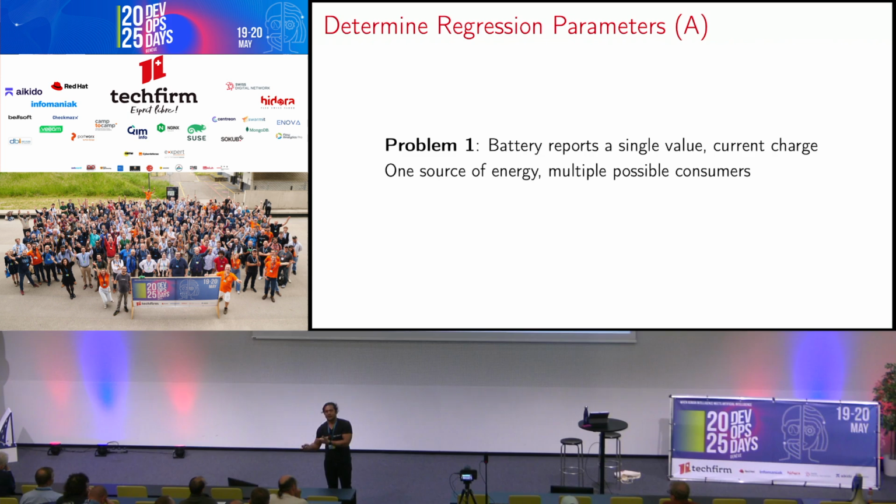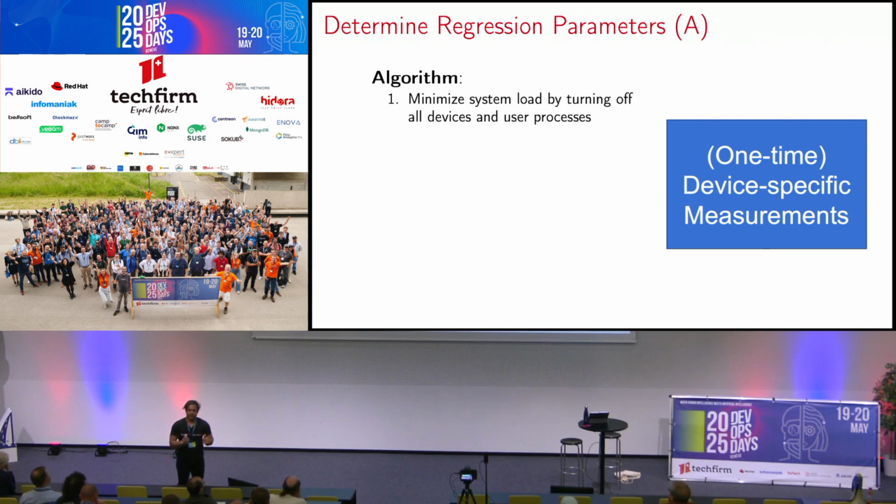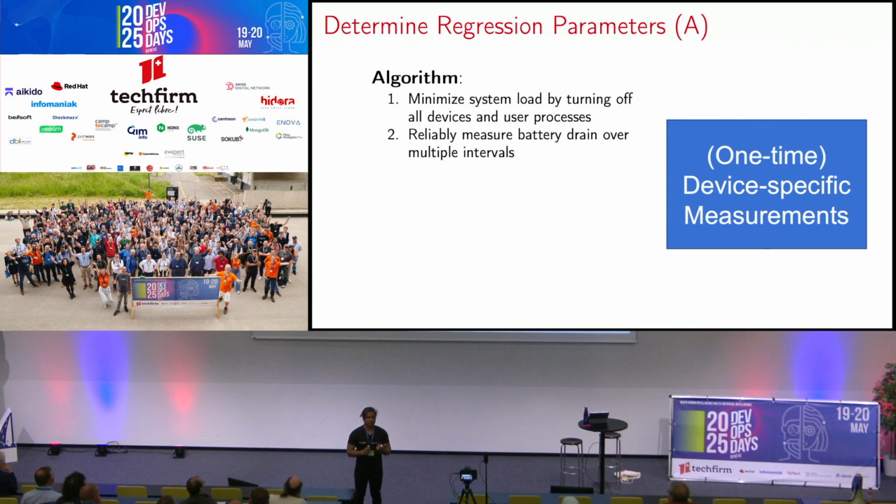We have one single input, and we want to isolate to all the devices so we can figure out what is the impact of each device on the energy consumption. There's a proper algorithm for this. The first step is to minimize the system load. We get the system to a baseline. We turn off all the devices, whatever we can. We turn off all the non-critical processes. And we get the system in a stable state. At this point, we take a bunch of measurements and figure out what is the baseline load.